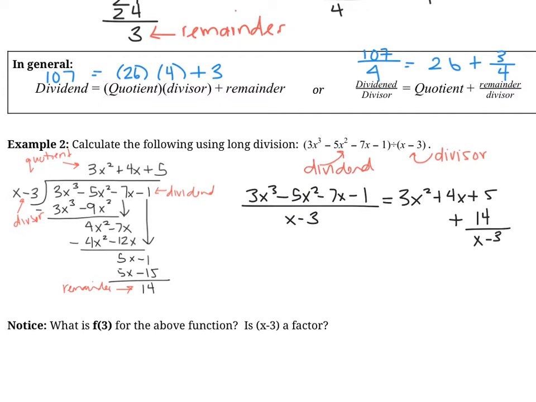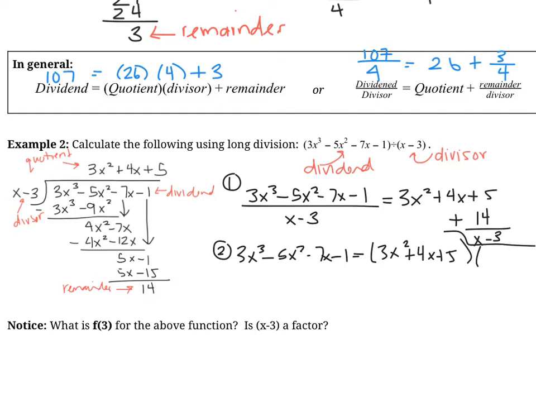Another way to write it is our dividend first. So this is the second way to summarize. Our dividend was 3x to the power of 3 minus 5x squared minus 7x minus 1. That had to equal the product of our quotient and our divisor. So that had to equal 3x squared plus 4x plus 5 times our divisor, which is x minus 3, plus our remainder, so plus 14. So 2 different ways to summarize this.